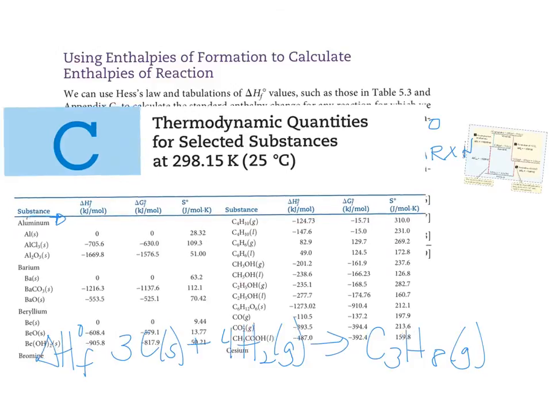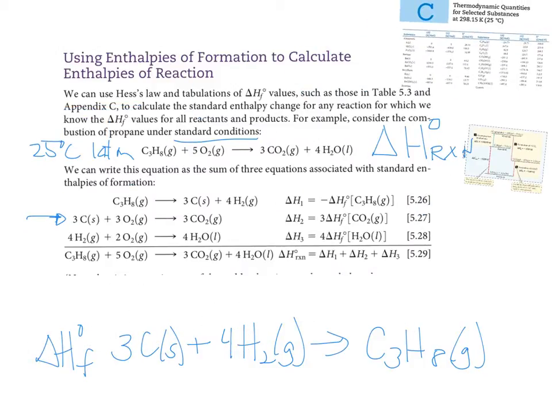So if we need 4 moles of something, like on the product side, we need 4 moles of water, we then have to multiply this equation by 4. And if we multiply it by 4, we have to multiply the enthalpy by 4. So the enthalpy of this equation is 4 times the enthalpy of the formation of 1 mole of water. And we're calling the enthalpy of this equation delta H3.